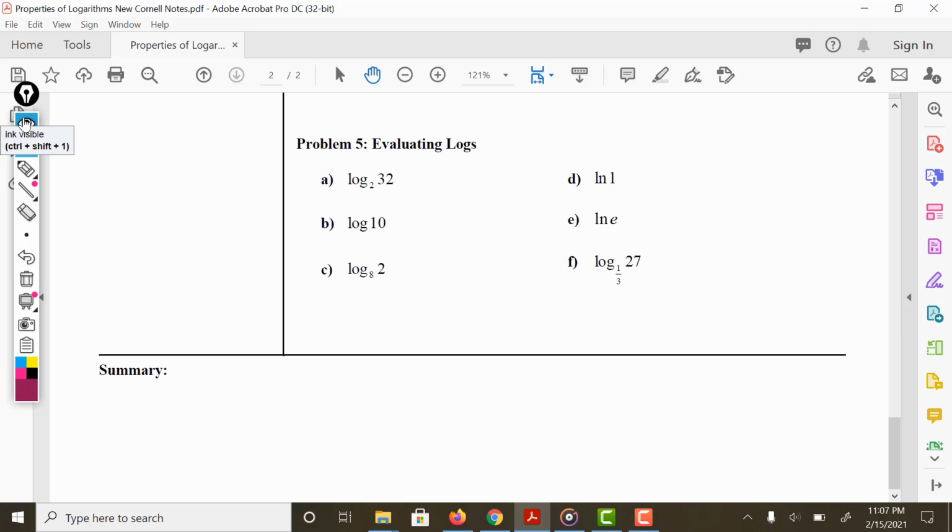Recall that when we evaluate logs, we set them equal to x. Let's go ahead and use ELB. Recall that the exponent is the logarithm of the base. So the exponent is the x right now. The base is 2.